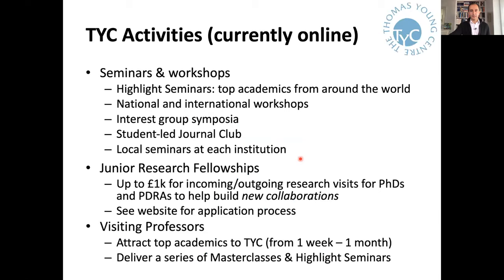Some of the activities that we do, normally these would of course all be face-to-face, but because of COVID restrictions, everything at the moment is being done online. We have a very active series of seminars and workshops. These include highlight seminars from top academics from around the world, international workshops in collaboration with European organizations like PsyK and CCAM, which you will learn more about during your PhD, no doubt. And then each of the interest groups will organize annual symposia as well.